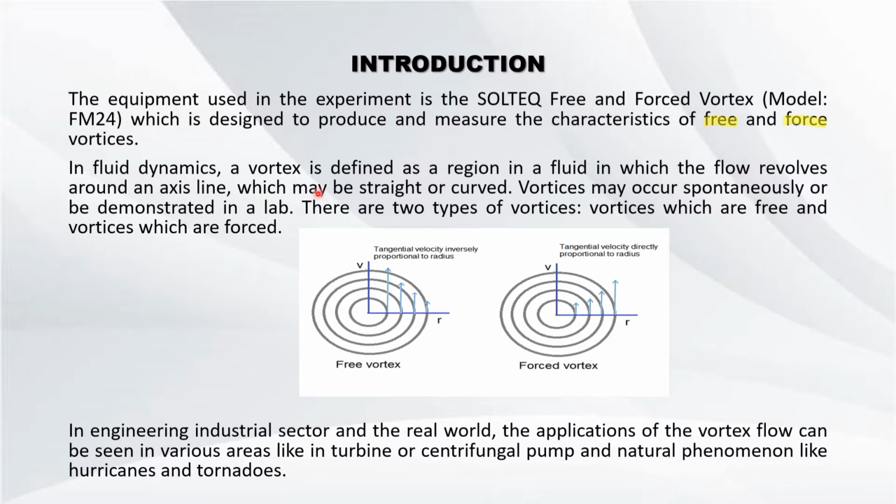In fluid dynamics, a vortex is defined as a region in a fluid in which the flow revolves around an axis line, which may be straight or curved. Vortices may occur spontaneously or be demonstrated in a lab. There are two types of vortices, free vortex and forced vortex. In the engineering industrial sector and the real world, the applications of vortex flow can be seen in various areas like turbines or centrifugal pumps, and in natural phenomena like hurricanes and tornadoes.